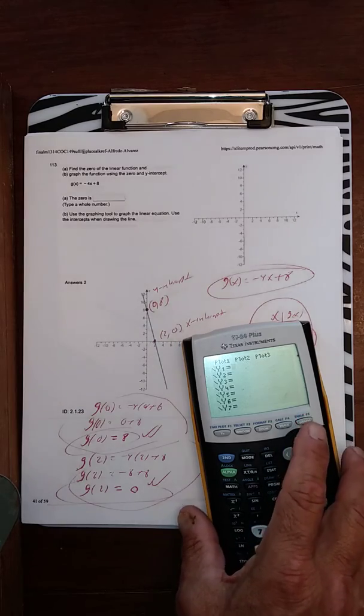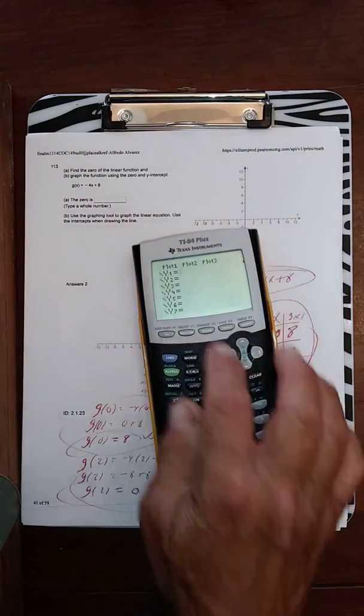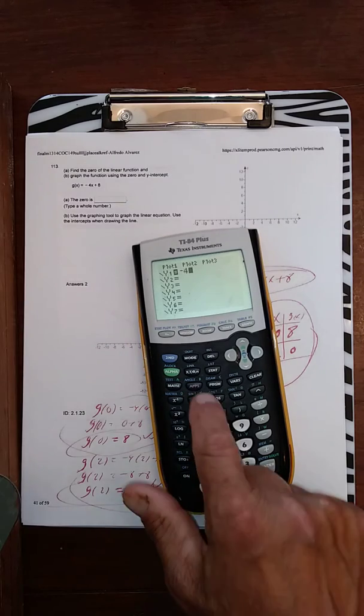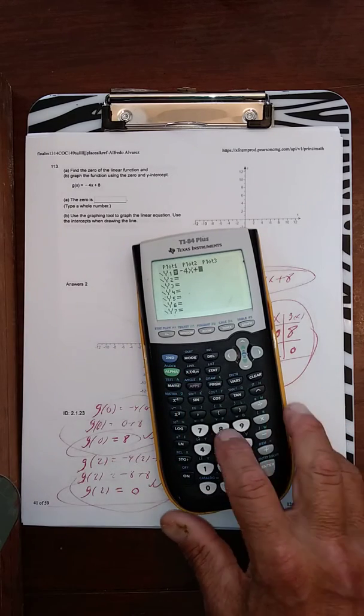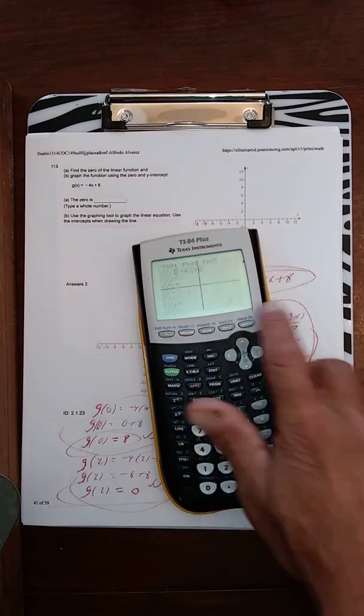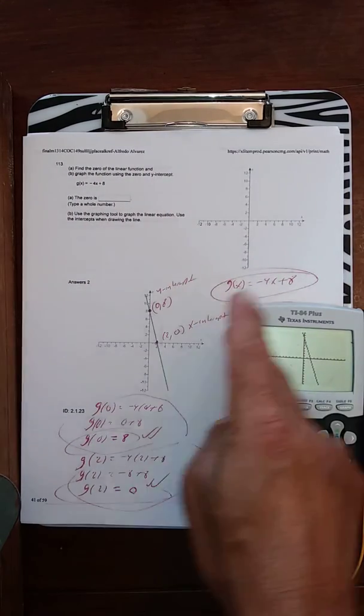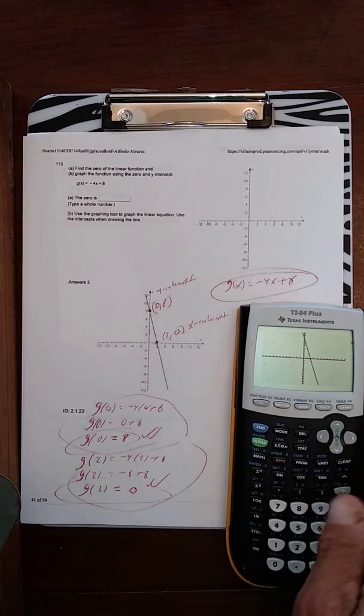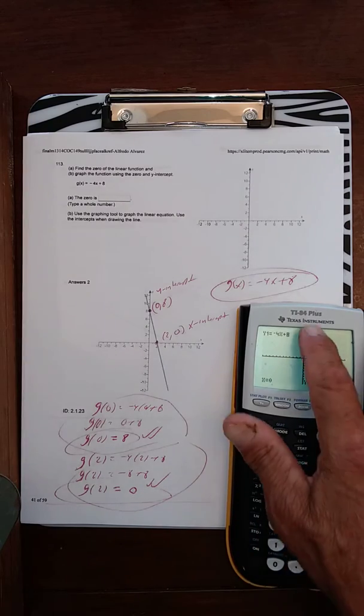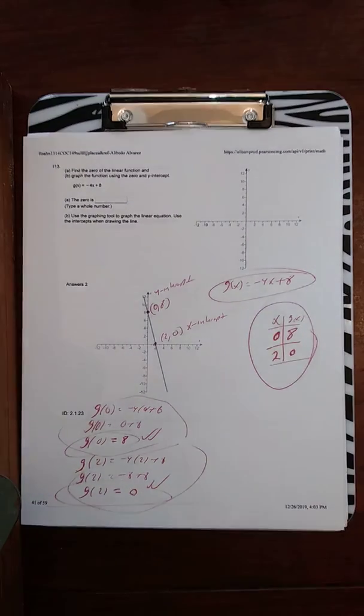Let's put in negative 4x. So negative 4x plus 8. Enter, hit graph. And there it goes. Kind of like this right here. And you can use, again, trace to find points in there that match it. Next one.